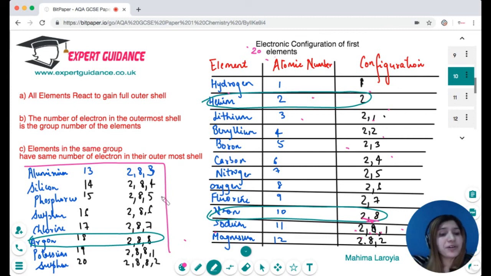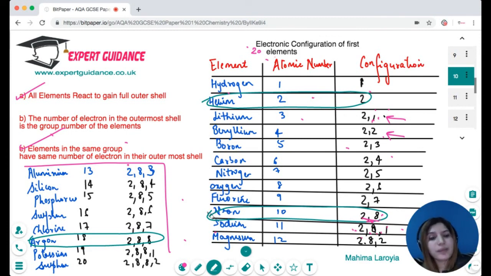Now electronic configuration is very useful. Why? Because electronic configuration gives you the information whether the electrons are fully filled in a shell or not. If the electrons are not fully filled in each shell, the elements will react in order to gain a full outer shell. The number of electrons in the outermost shell gives us the group number of the element. So lithium belongs to group 1, beryllium belongs to group 2. Lithium and sodium both have 1 electron in their outermost shell, therefore they belong to the same group. Okay, so by looking at the electronic configuration, you can get that much information about any element.